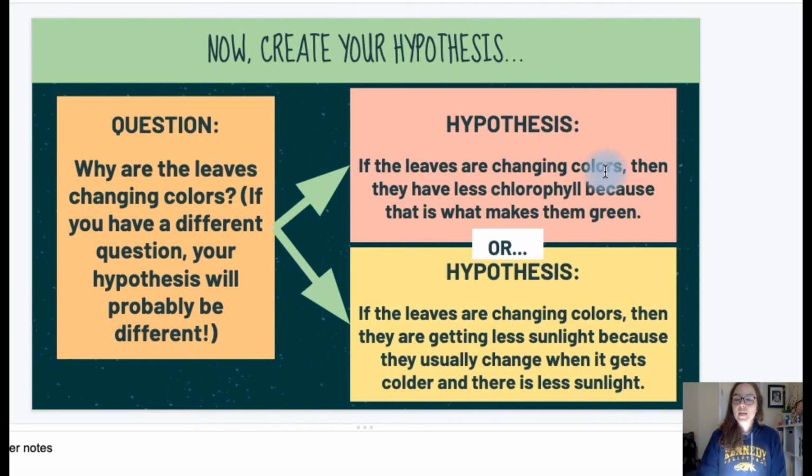One of them could be something like, if the leaves are changing colors, then they have less chlorophyll because that's what makes them green. And I could test that by taking the leaves and measuring the amount of chlorophyll in them, right? Or my hypothesis might be different. It might be if the leaves are changing colors, then they're getting less sun because they usually change when it gets colder and there is less sunlight. Both of these hypotheses start with if, have a then and a because, are testable and measurable, have a reason, restate the question, and they follow this general format.